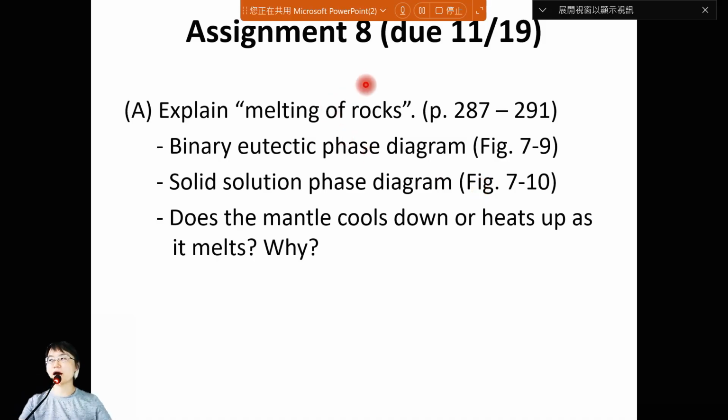Start from next week, we will have 3 weeks of solid Earth. I know this is not a comfortable topic for students at the Department of Oceanography. For A students, please explain the melting behavior of rocks. Rocks melt in a way different from general understanding. There are 2 different behaviors. One is called binary eutectic phase diagram, and the other is solid solution phase diagram. These are the 2 figures in the textbook, so you can find the relevant description in the textbook.